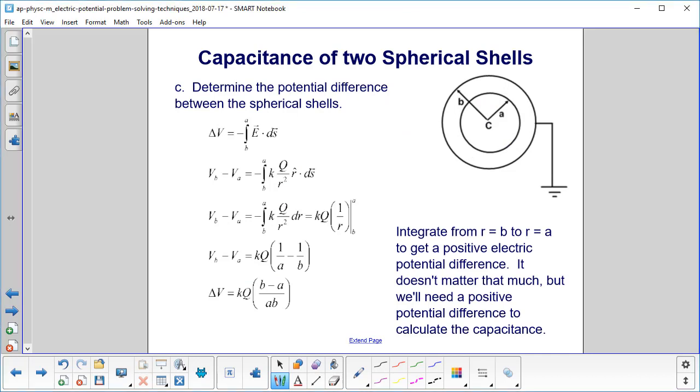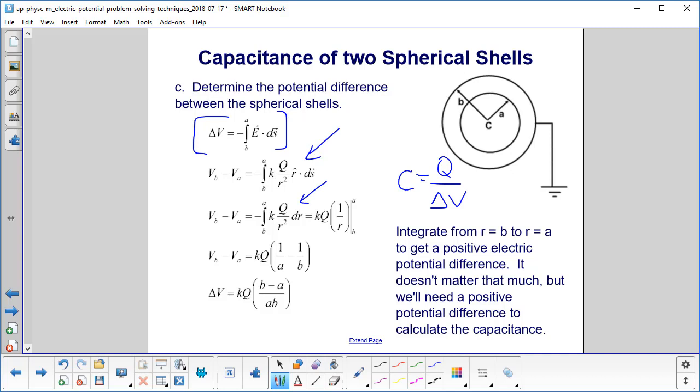Determine the potential difference between the spherical shells. We will use the formula. The potential difference is a negative integral of E dot ds from B to A. We're going to go from B to A only because we've done this problem a few times, and we would like to get a positive potential difference. So when we use the formula for capacitance, which is Q over delta V, we'll get a positive number. So we have VB minus VA, and we put in our value for the electric field, and we know that E dot ds will just be dr, so we'll be integrating in a radial direction of KQ over r squared dr. And that's what we have right here.